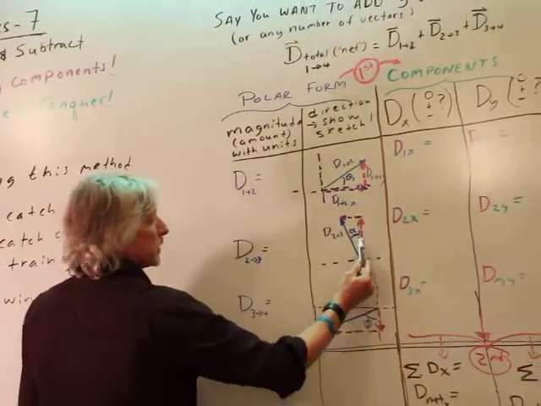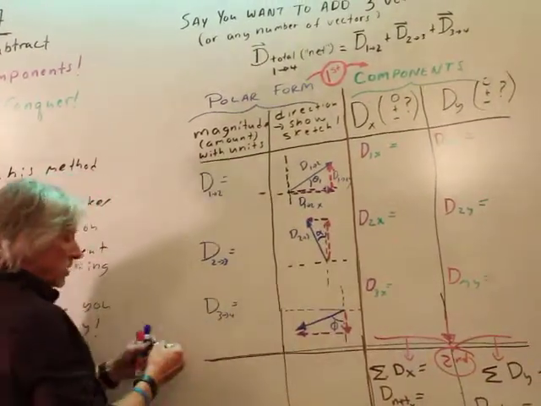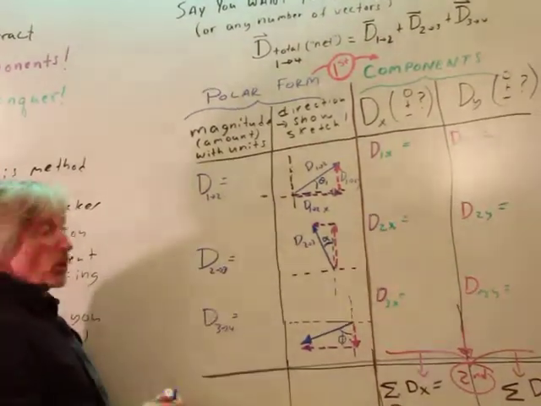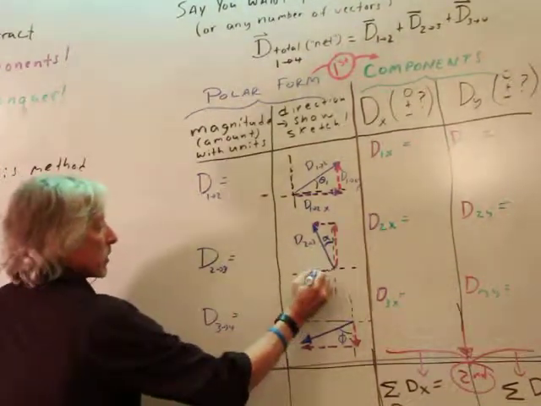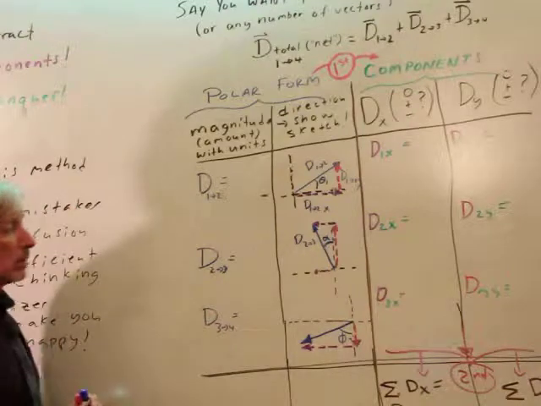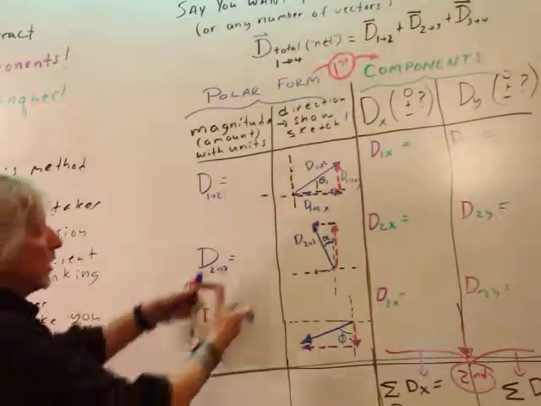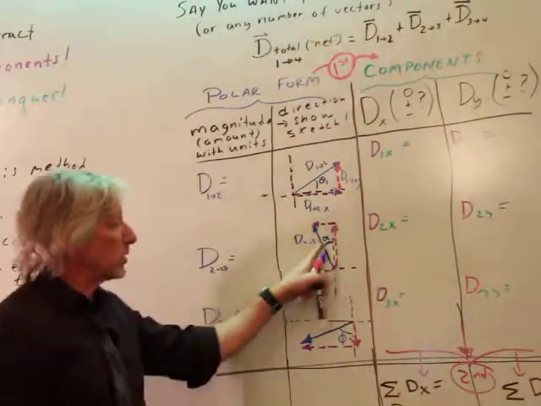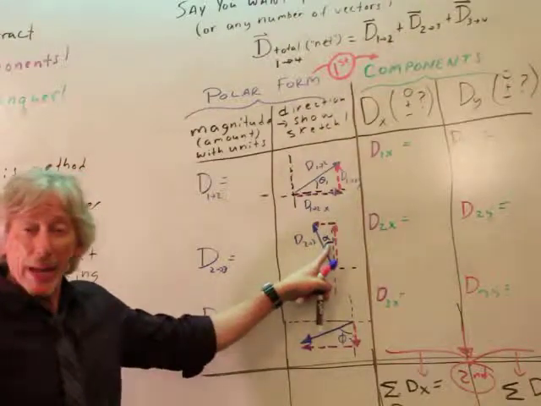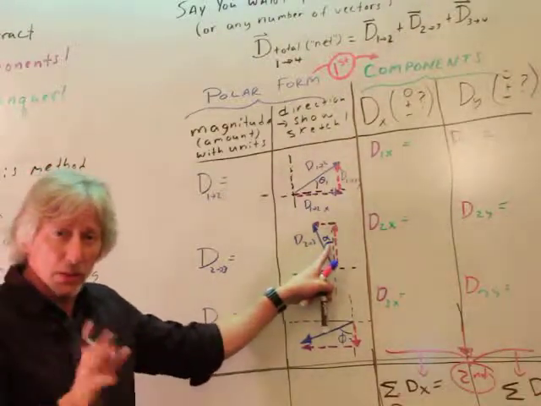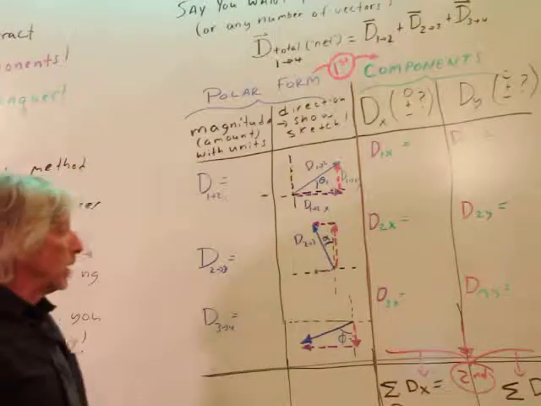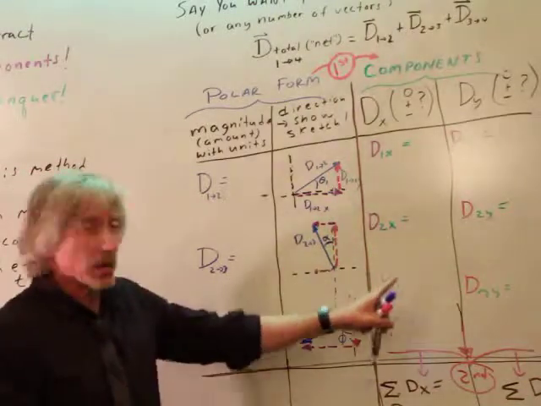Well, it's going up some and over some. And of course I can make a rectangle out of that. I can do over some and up some. And now I can see how the components relate to the magnitude and the angle and the coordinate system, the plus-minus directions. That's what I need. If I do that, I'm going to be clear.